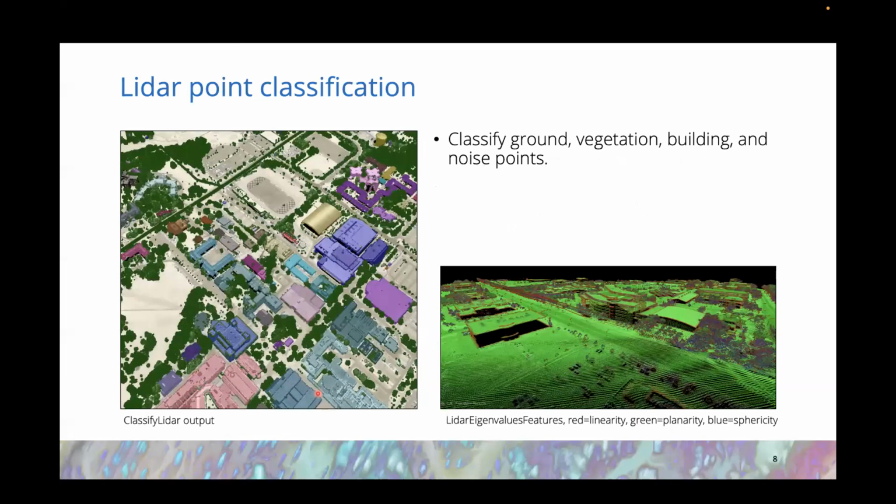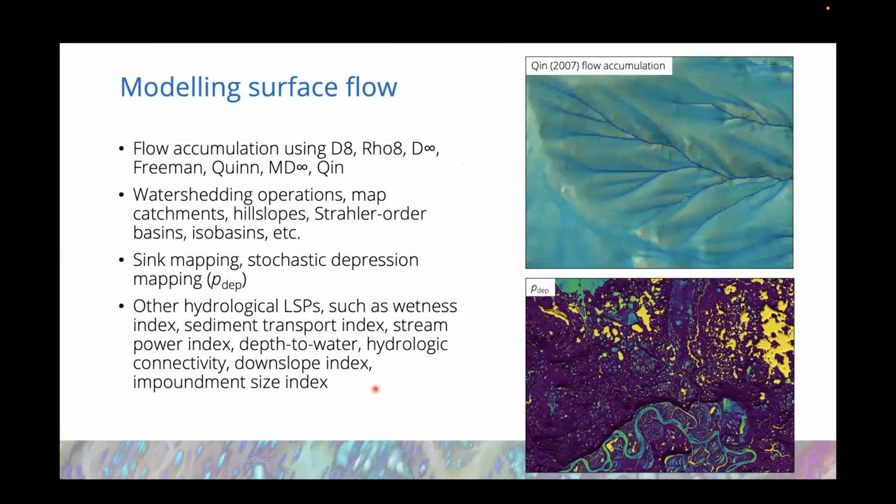We do have LiDAR point classification functionality, so you can classify ground points and vegetation points, all of the standard things. I plan on adding some machine learning based point classification very soon as well, in order to enhance some of these capabilities. This is the example of the eigenvalue features, so measuring for each point the linearity, the planarity, and sphericity, and a few other derivatives as well for points that help with classification for sure.